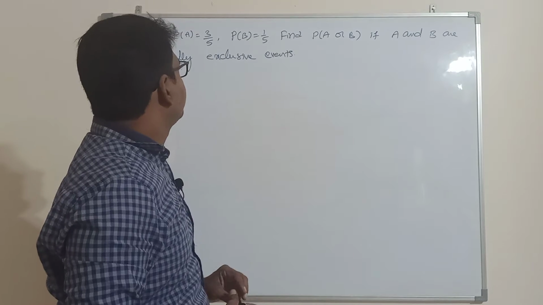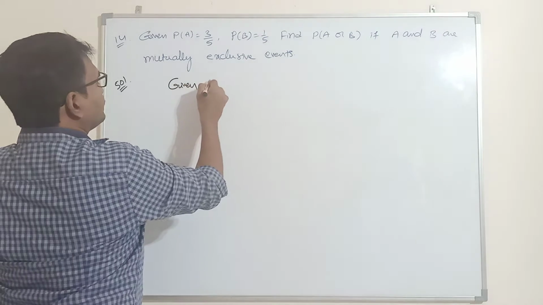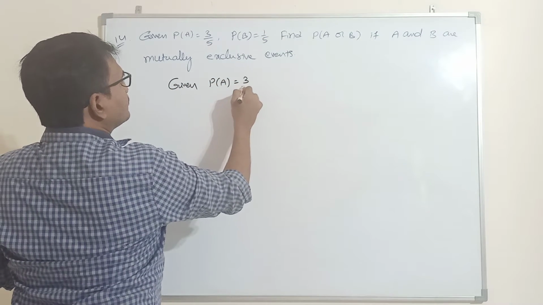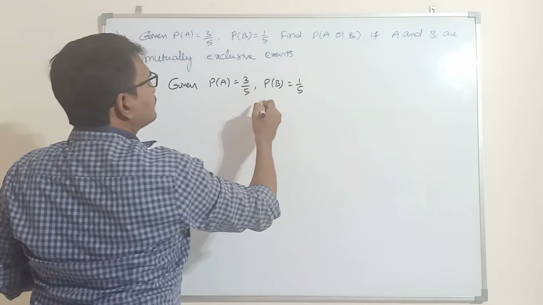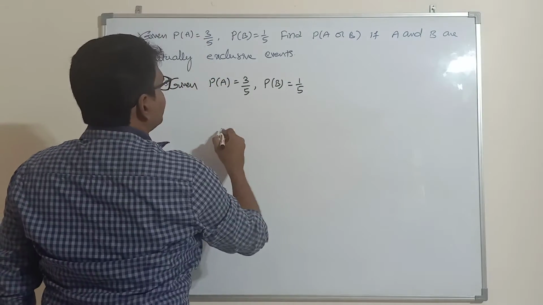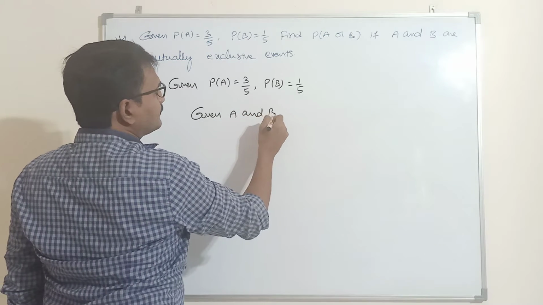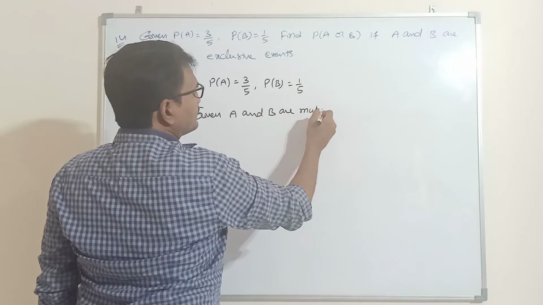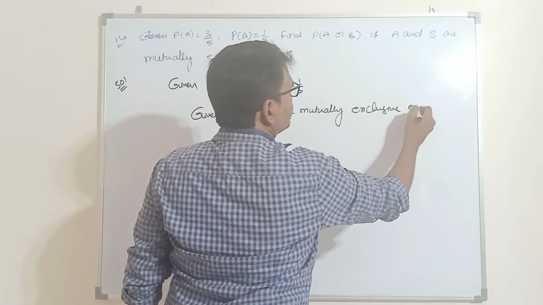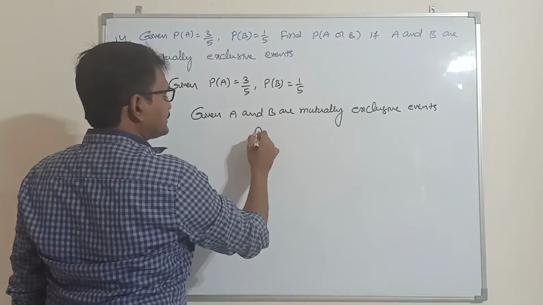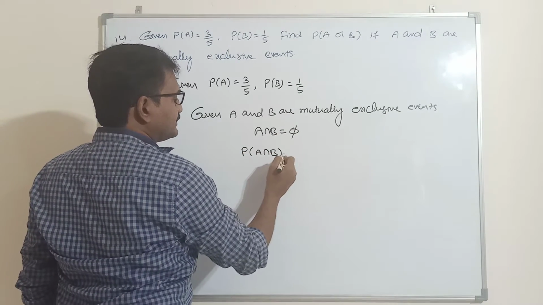Next problem. Given P of A is equal to 3 by 5, P of B is equal to 1 by 5, and A and B are mutually exclusive events. Mutually exclusive events means A intersection B is empty. That means the probability of A intersection B is 0.